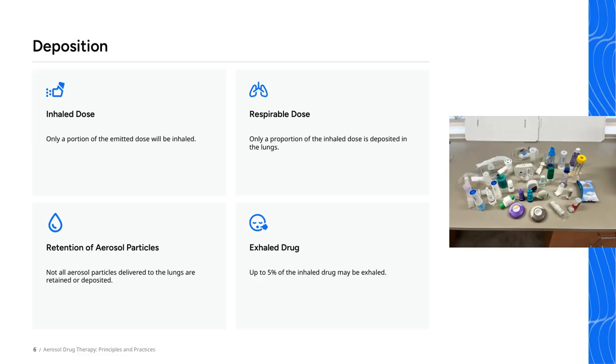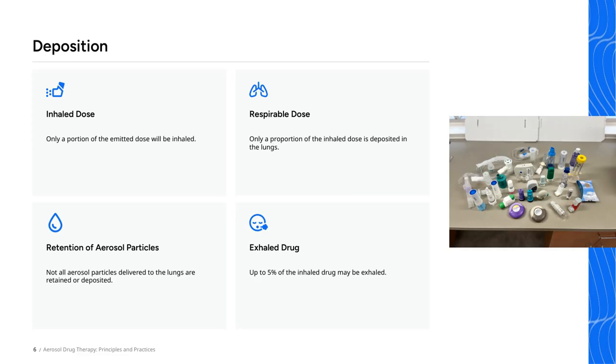Some particles are exhaled again, and others may not reach the lungs at all. This brings us to the concept of retention of aerosol particles. Only a certain proportion of the inhaled dose actually gets deposited in the lungs, which is what we refer to as the respirable dose. And before the drug even reaches the lungs, only a portion of the emitted dose is actually inhaled by the patient.